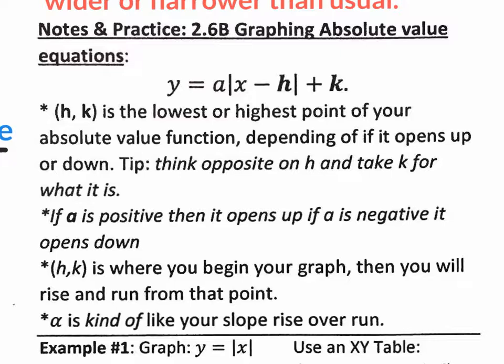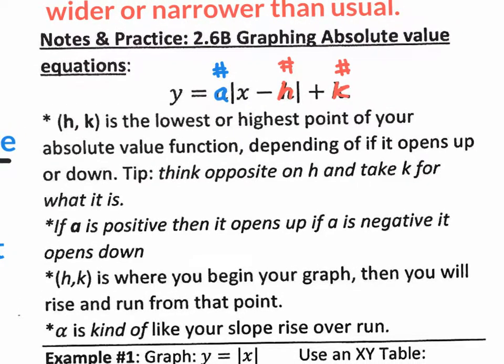Let's understand this. The a value is just a number, okay? The h value is just a number. And the k value is just a number, okay? And that's what I try to explain down here. It tells us that the coordinate (h, k) is the lowest or the highest point of your absolute value function, which we know is like a V, depending on if it opens up or down. Tip: think opposite on h and take k for what it is. The reason whatever you have here as a number you think opposite is because of this minus sign.